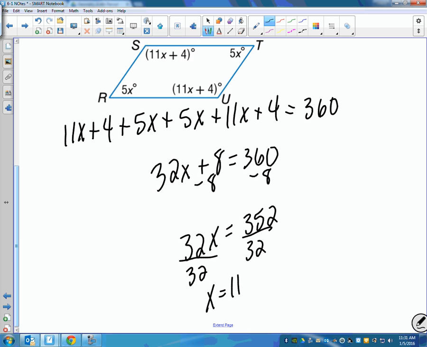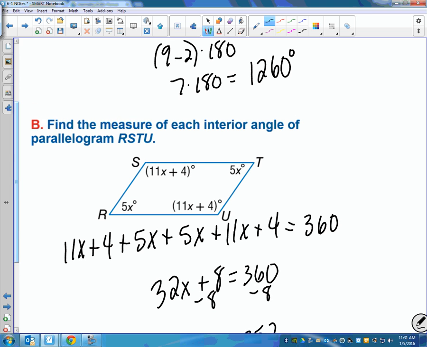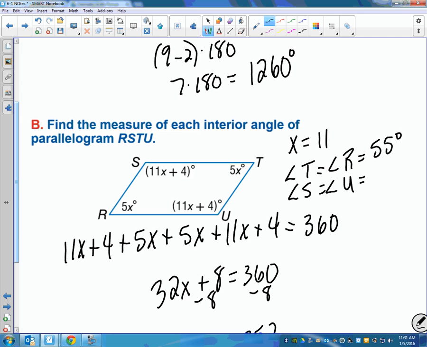Oh, about geometry. It says find the measure of each interior angle. So if x equals 11, don't forget to go back and plug that in. So we would have angle T and angle R both equal 55 degrees. And angle S and angle U are going to be the same. 11 times 11 is, plus 4 is. Could you check that those actually add up to 360? 125 plus 125 plus 55 plus 55, you could actually check your answer there.